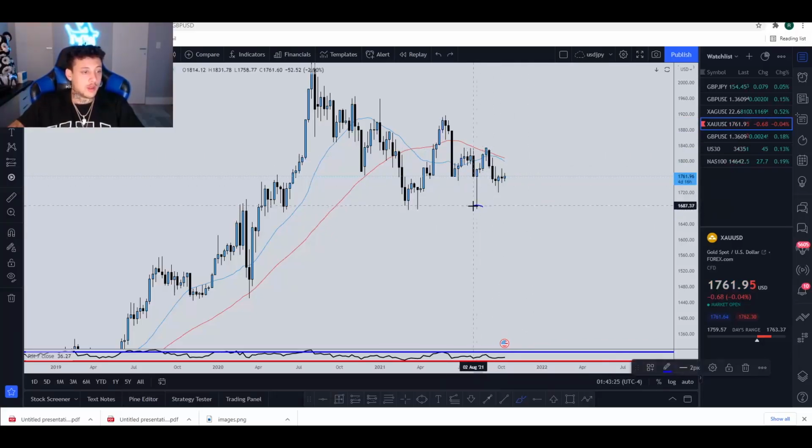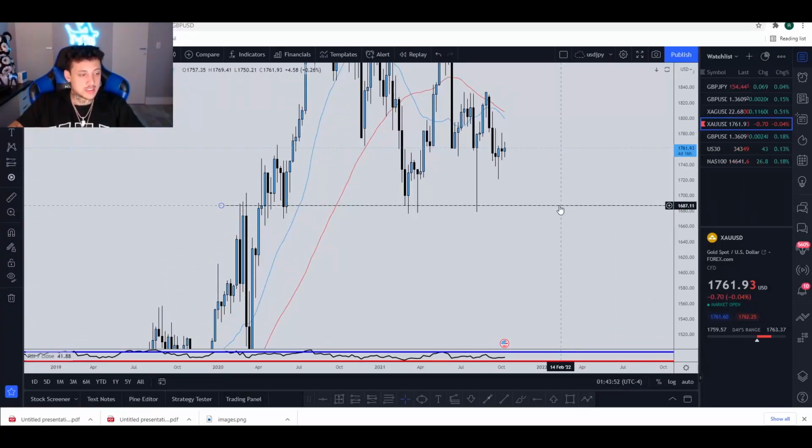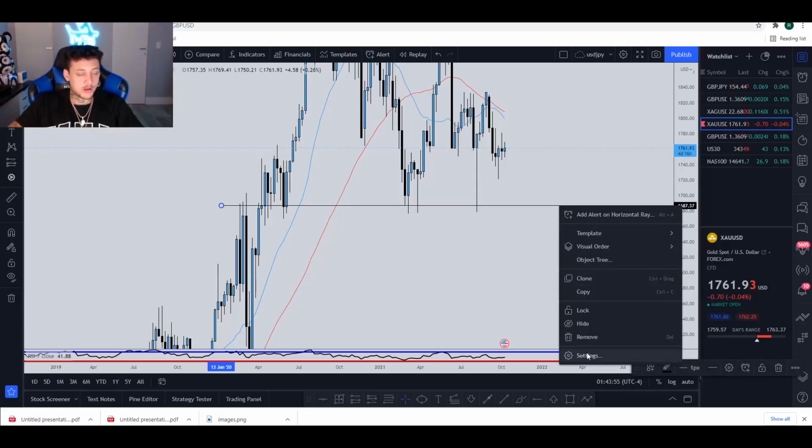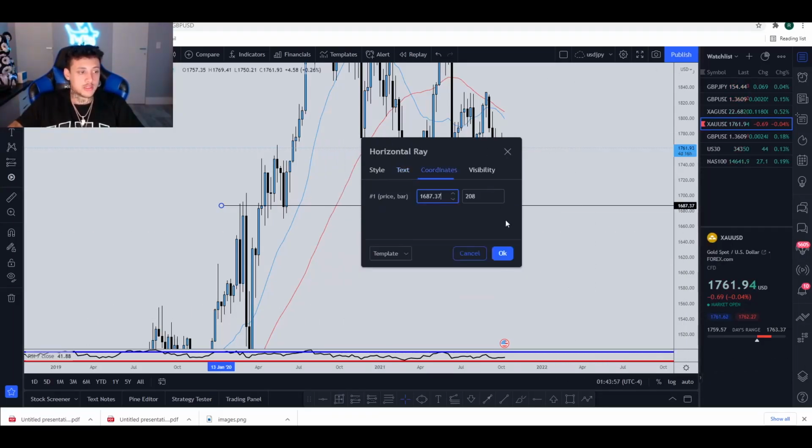So now that I've identified this area as being our potential support and resistance level, our main level of supply and demand, what I'm going to be doing is putting a random horizontal line here. I'm going to be making this black, and I'm just going to be looking for the best possible price to put this at, where I have the most touches and what makes the most sense to me. So 1687 is going to be the level that I decided to have the actual horizontal line marked off at.